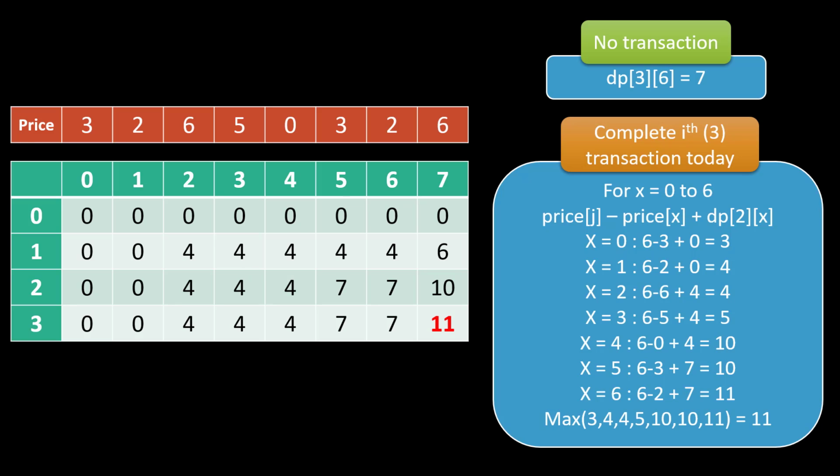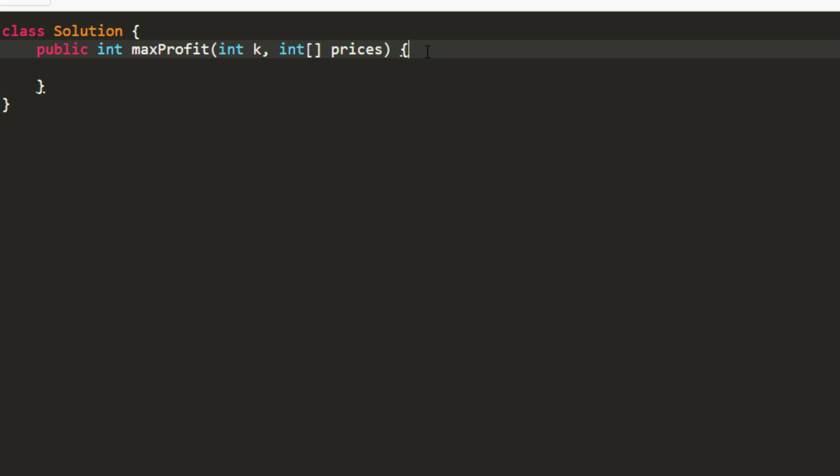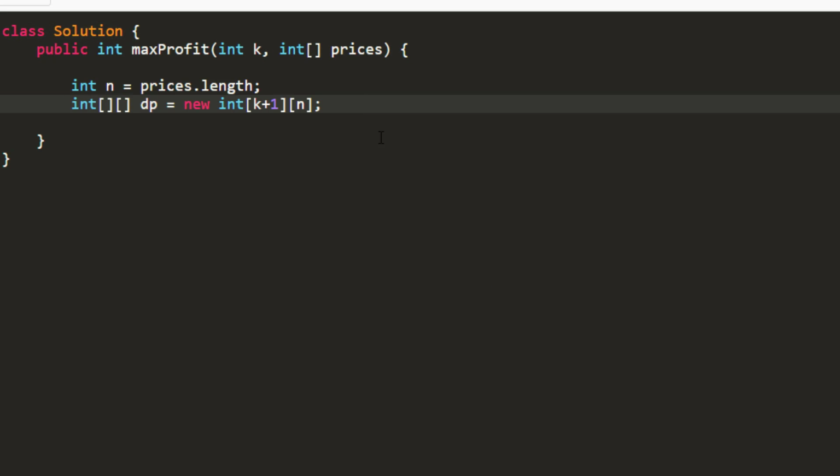So at the end, the last corner cell is your answer, that is the right bottom cell. So this is how you can apply the formula and solve this particular question. So now let's go ahead and code it out, and then we'll see how we can optimize this solution. So let's take a few variables handy. We'll take a DP array which will be of k plus 1 and n.